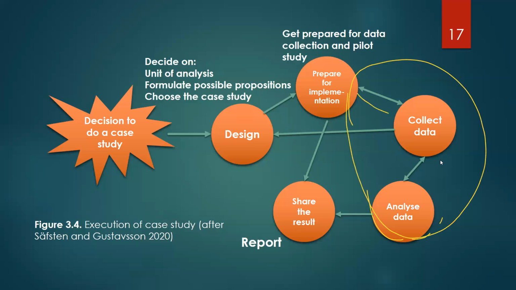These arrows are two ways. It means that maybe you have to come back from the data and you will remove some data and you need to collect new data. Therefore, there is two ways here. It's not like one way.